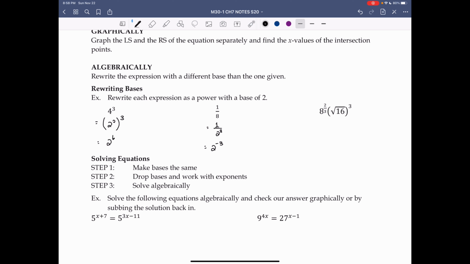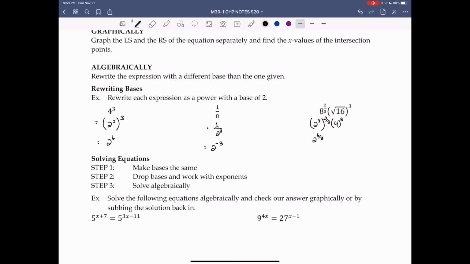8 to the power of 2 over 3 times the square root of 16 to the power of 3. 8 is 2 to the power of 3, so we can write that as 2 to the power of 3, to the power of 2 over 3. Square root of 16 is 4. 4 to the power of 3. Then we have power of a power, 2 to the power of 3 to the power of 2 over 3. Multiply the exponents to get 2 to the power of 6 over 3.